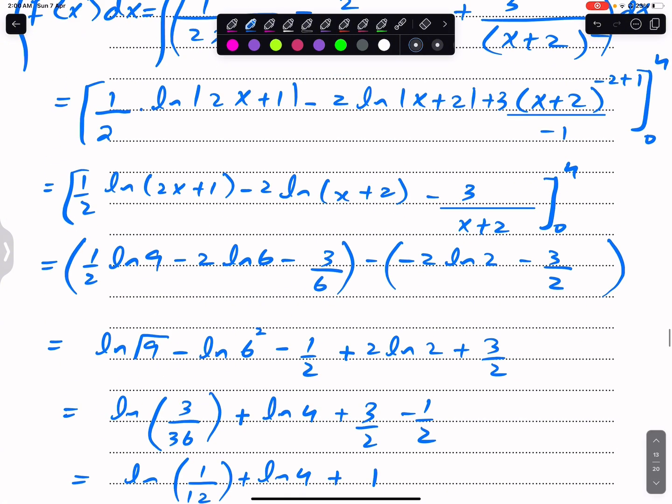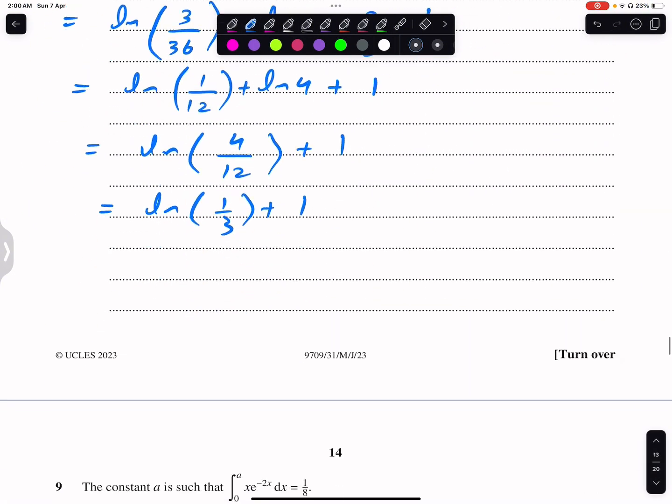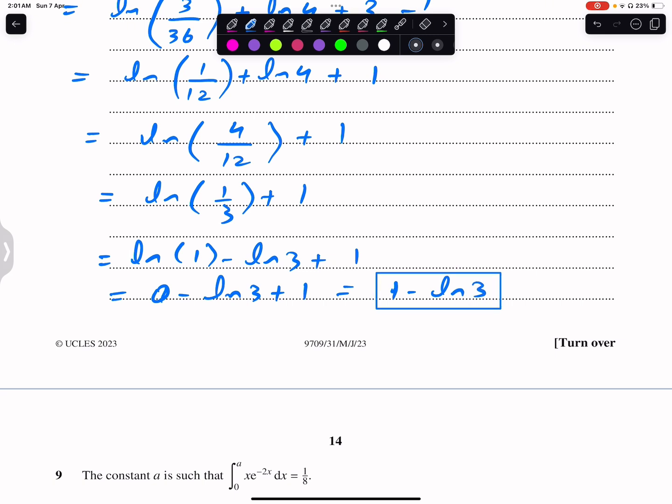So this is the answer, but if you look at the required form, they're asking you to give the answer in this form where c is an integer, no fraction. So we can avoid this fraction by applying the property ln of 1 minus ln of 3 plus 1. So you know that ln of 1 is 0. So just write ln of 1 is 0 minus ln of 3 plus 1. So 1 minus ln of 3 is your final answer.